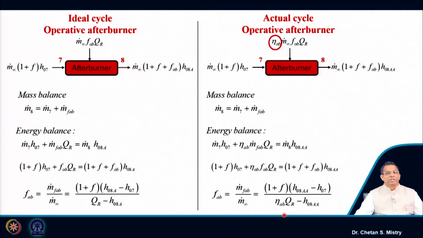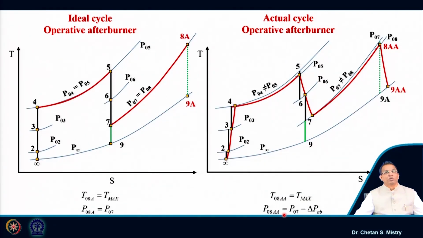Now, since this is known to us, the next component we have is our nozzle. So, let us look at how to move with the nozzle part. This is what we say here in ideal cycle.